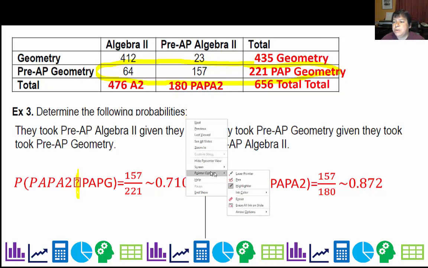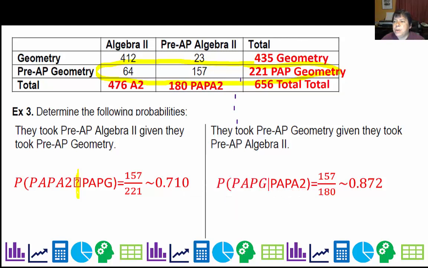Okay. Then what's the probability they took pre-AP geometry given they took algebra 2? So let me change my colors. In color, we'll go purple. So that's this world right here. So again, it's still the 157 because it's in both columns. But my total of students who took algebra 2 is 180. I'm not in this yellow highlight anymore. I'm in this purple highlight. So the probability a student took pre-AP geometry given they took pre-AP algebra 2 is actually 87.2.